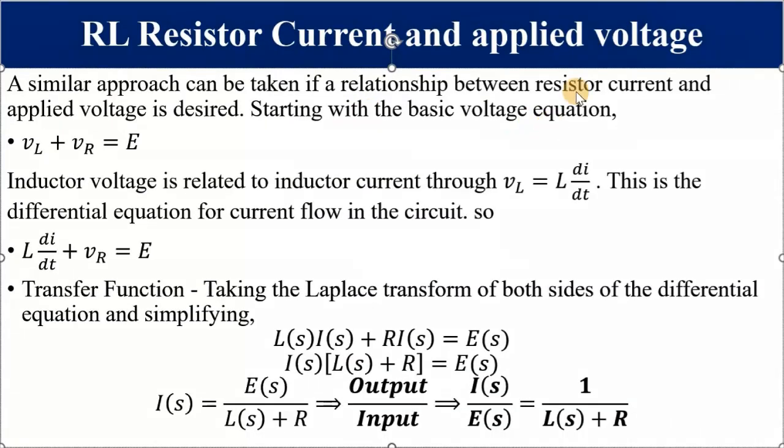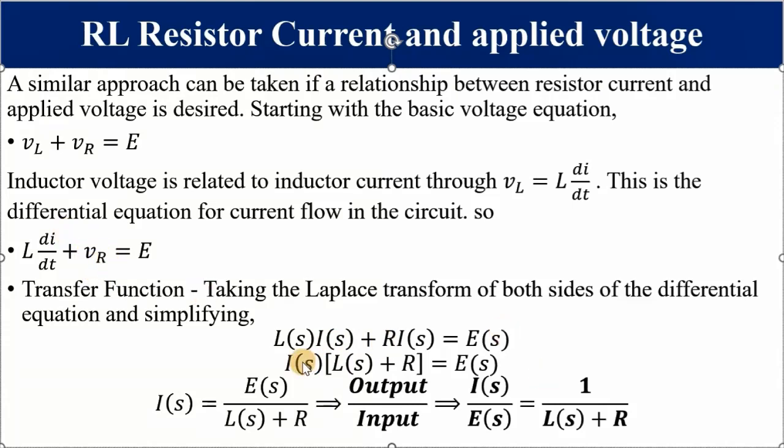We are now going to do the same for the relationship between resistor current and applied voltage, and we are saying this is our equation. We know that inductor voltage is related to inductor current through VL equals L dI/dt, and this is the differential equation defining the amount of current flow in the circuit. VL is going to be replaced by this equation. Obviously, guys, we are going to take the Laplace transform of both sides, and we know the Laplace transform of this is going to be I of S, L of S plus R remains, I of S equals E of S.